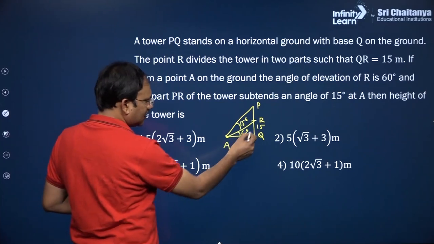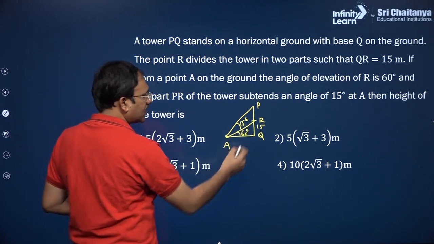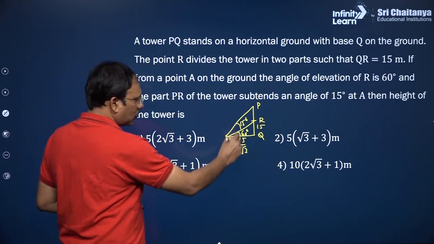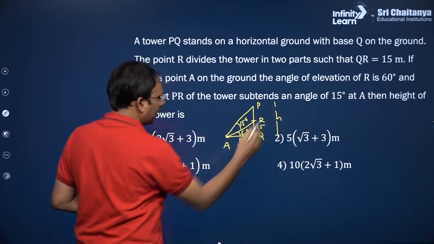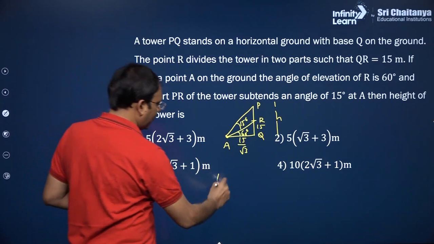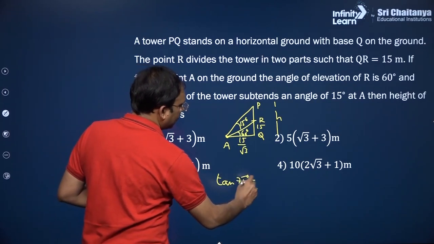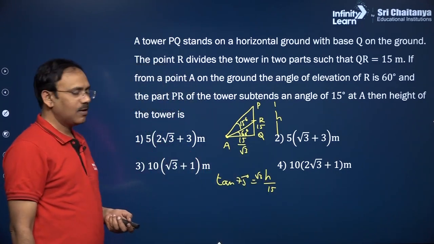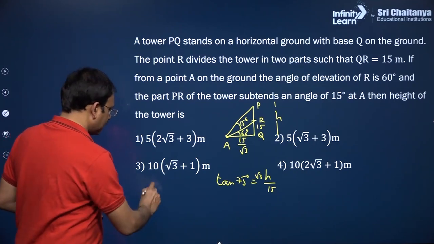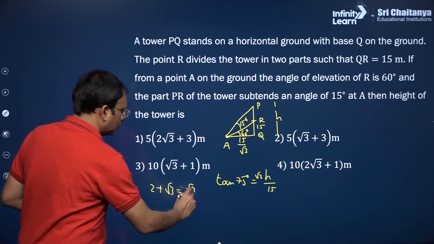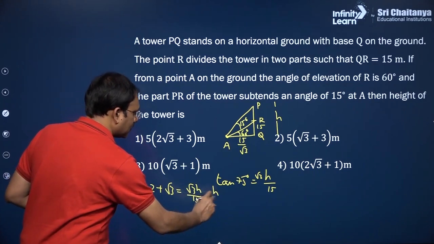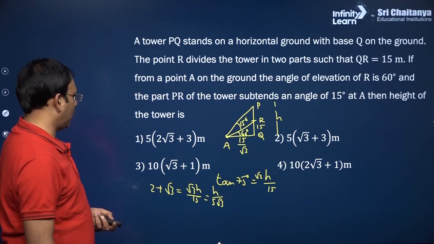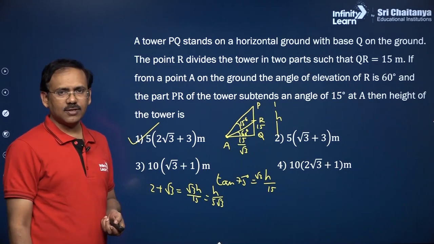Fine. One thing, my dear friends, since this is 15, here 30, adjacent side 15 means opposite side is going to be 15 by root 3 here. So this total angle is 75, height is suppose h, my dear friends. Tan 75 degrees is nothing but h by 15 by root 3. So root 3 h by 15. But tan 75 means cot 15, which is 2 plus root 3 is equal to root 3 h by 15, which is h by 5 root 3, my dear friends. You just multiply 10 root 3 plus 15. So this is the answer. 10 root 3 plus 15.